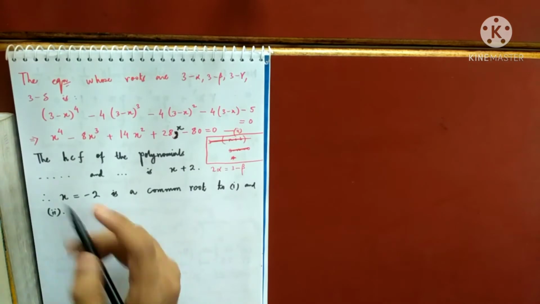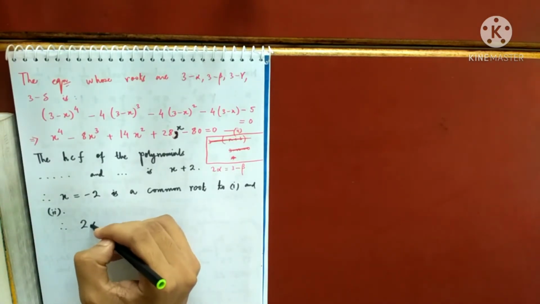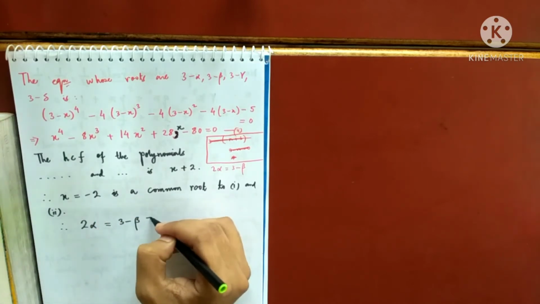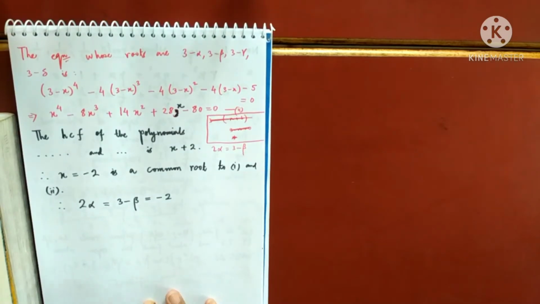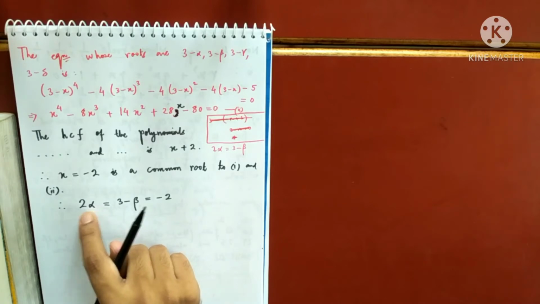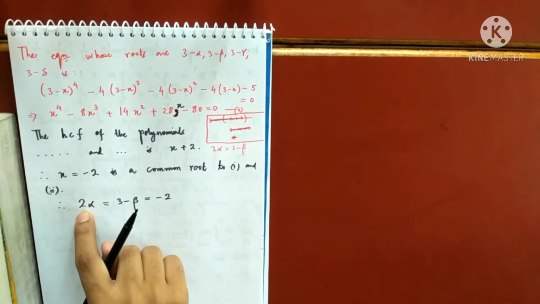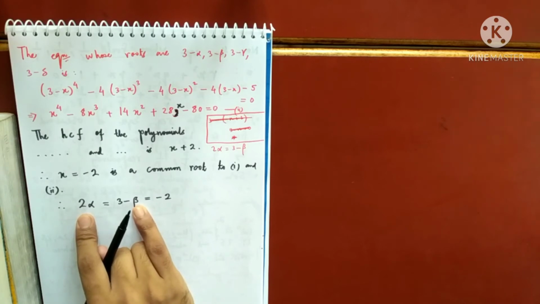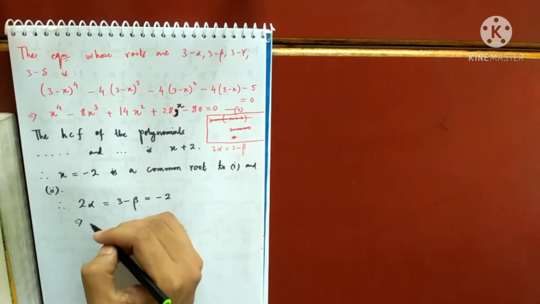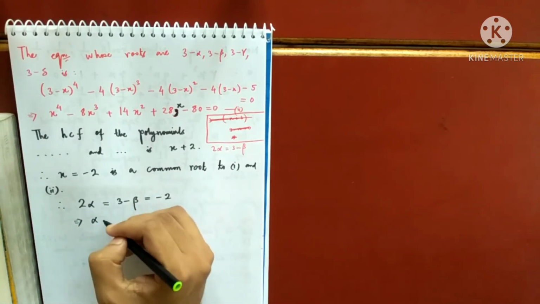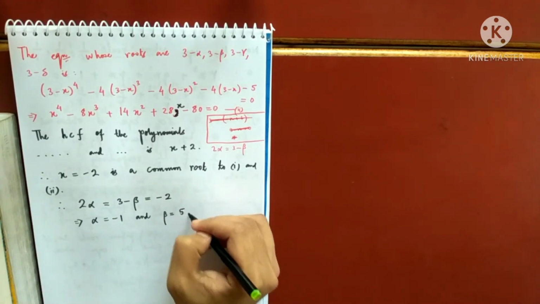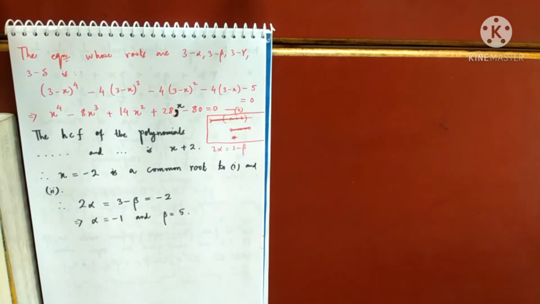This is a common root. So therefore, which roots were common? 2 alpha was same as 3 minus beta, and both of these roots are equal to minus 2. Right? Because this is a common root to both the equations, and this 2 alpha was the root of the first one, which is common to 3 minus beta. So these two common roots are same as minus 2. So what is the value of alpha that I am getting from here? 2 alpha equals to minus 2, so alpha equals to minus 1 and beta equals to 5, right? Beta equals to 5.